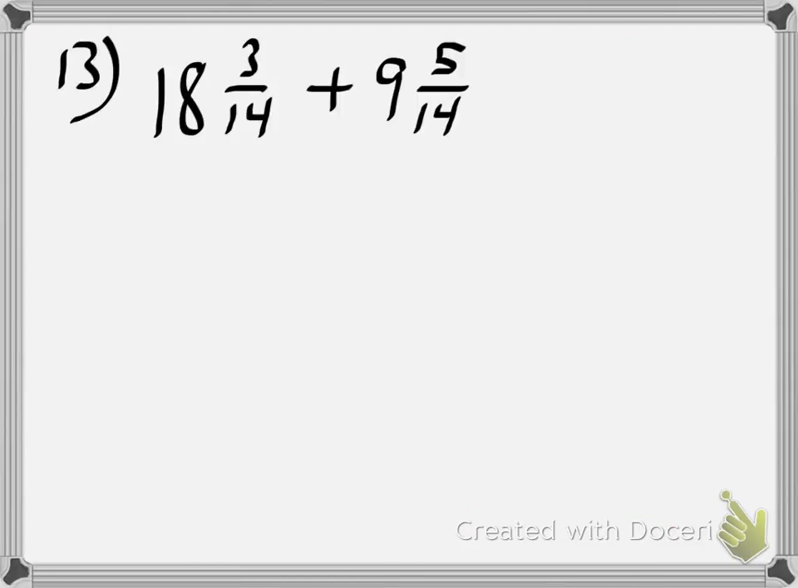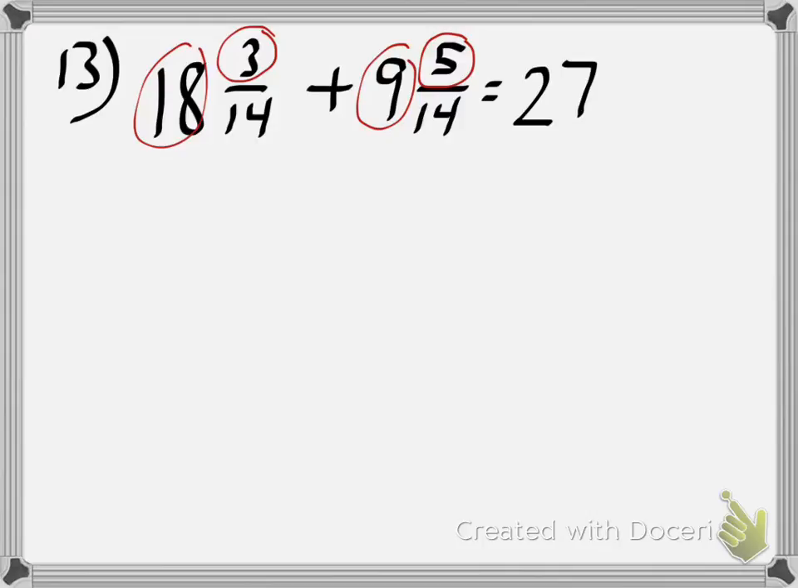For problem 13, we already have a like denominator. So we can simply add our whole numbers. 18 plus 9 is going to equal 27. Then we're going to then add just the numerators, and we get 8/14. So we have 27 and 8/14.